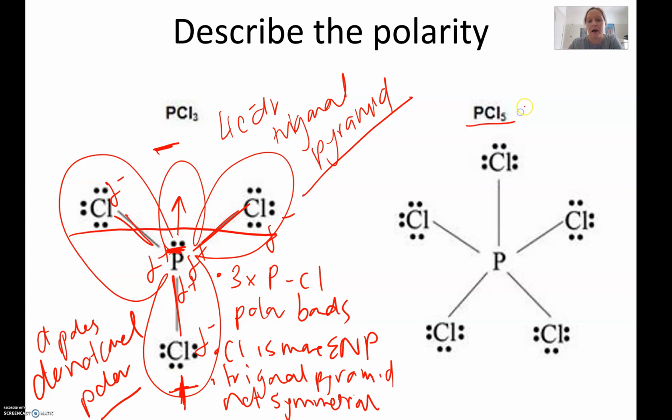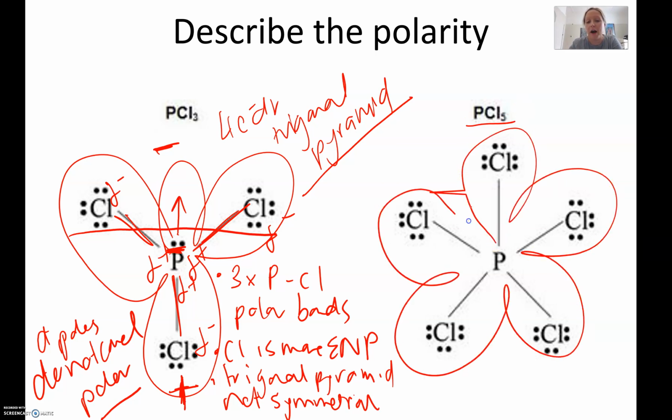So let's look at the example of PCl5. There's 1, 2, 3, 4, 5 electron density regions and all are bonding. So this is trigonal bipyramid. And this is the parent geometry and all of the surrounding atoms are the same. So we're like, oop, it is going to be symmetrical and non-polar, and we know that going in.